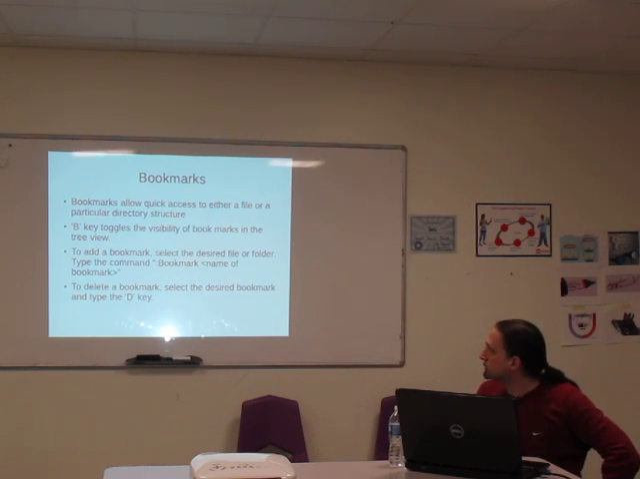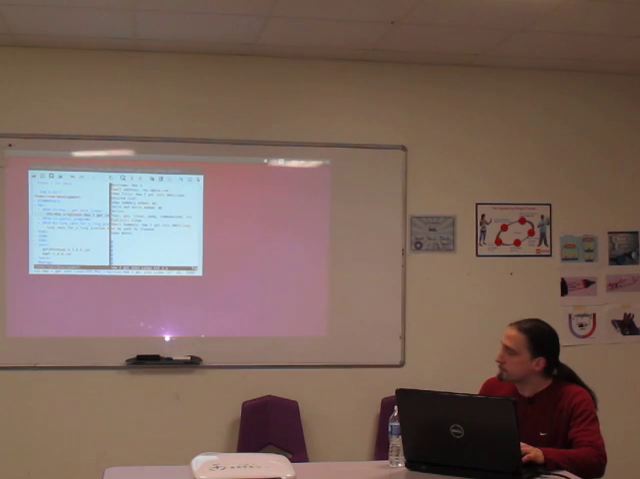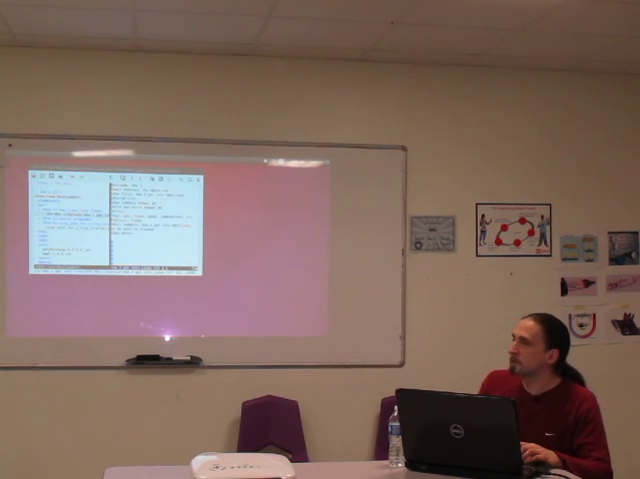To add a bookmark, you would go down into the tree and select either the file or the directory that you want. You type your bookmark command and then give it the name. And then when you're in the tree view, over the bookmark, to delete it, you just hit the D key. The D key or the delete key? No, D, sorry, the D key.